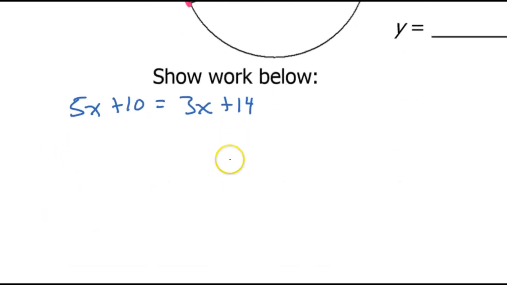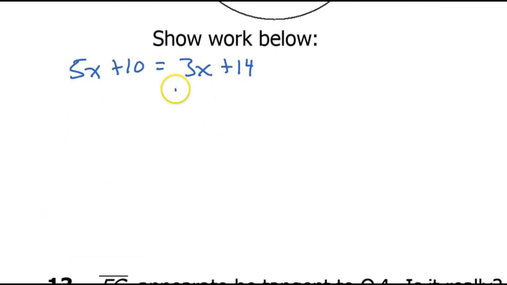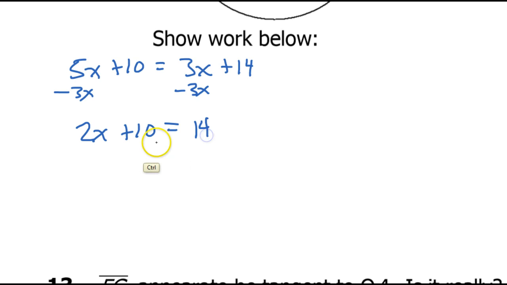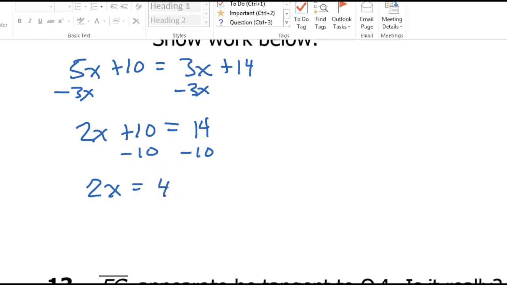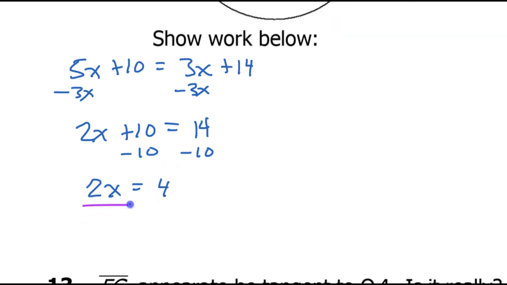Okay, so now it's just a matter of solving this equation. So let's subtract 3x from both sides, and that will give me 2x plus 10 is equal to 14. Then minus 10 on both sides, and then I have 2x is equal to 4. So when I divide both sides by 2, I discover that x is equal to 2.